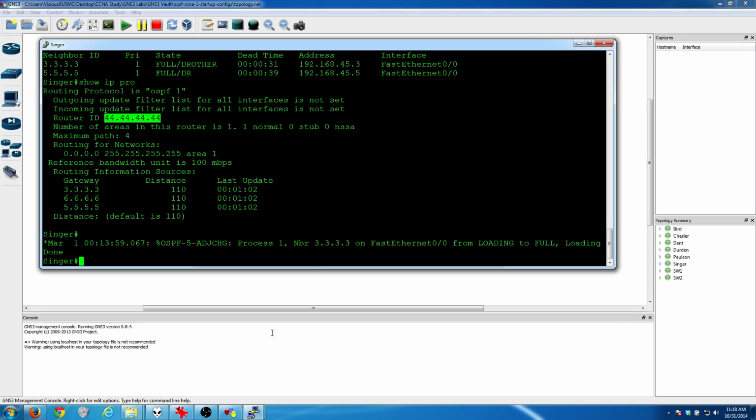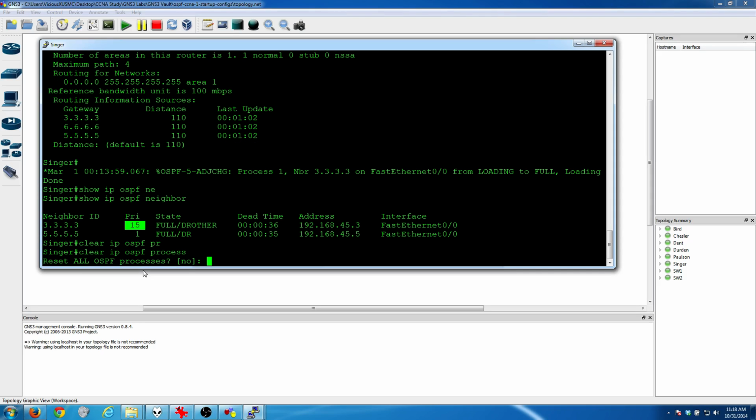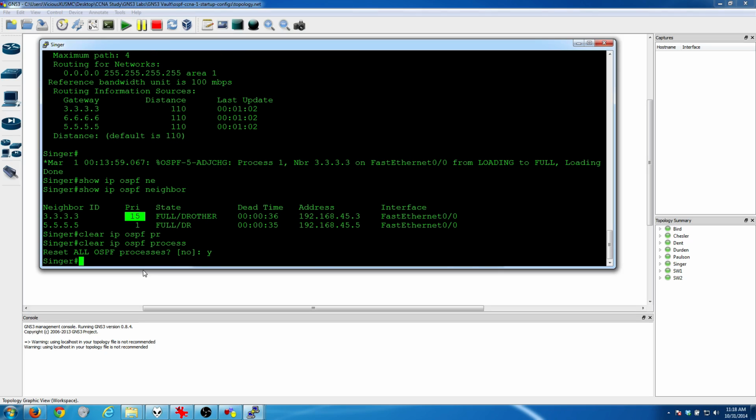So let's do this again. Let's do a show IP OSPF neighbors, and you can see that the DR is still the 5555 because we need to rebuild that OSPF process. The priority is showing, but the election hasn't taken place. So clear IP OSPF process. Let's let that sit for a minute.